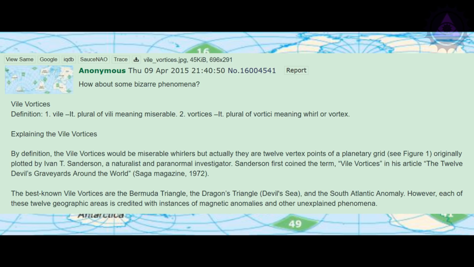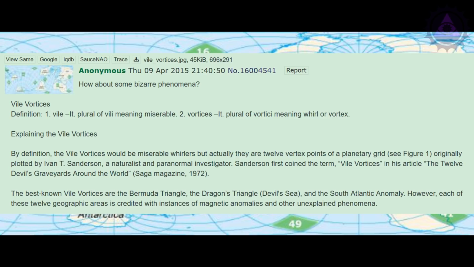Vile vortices. Definition 1. Vile: Plural of vili, meaning miserable. 2. Vortices: Plural of vortici, meaning whirl or vortex. Explaining the vile vortices. By definition, the vile vortices would be miserable whirlers, but actually they are 12 vertex points of a planetary grid, see Figure 1, originally plotted by Ivan T. Sanderson, a naturalist and paranormal investigator.